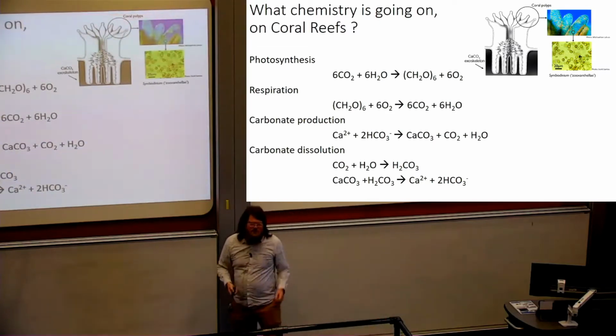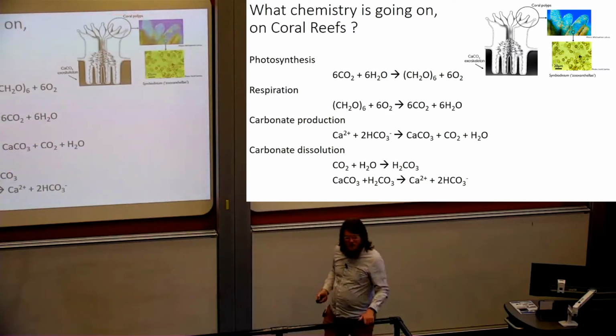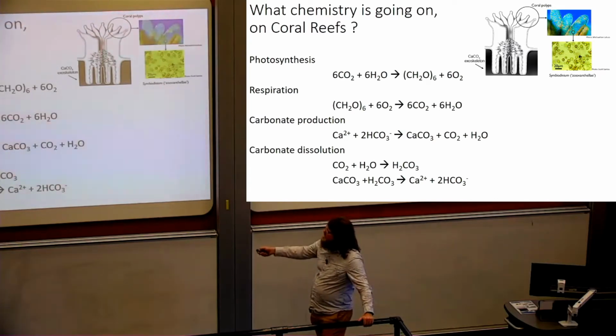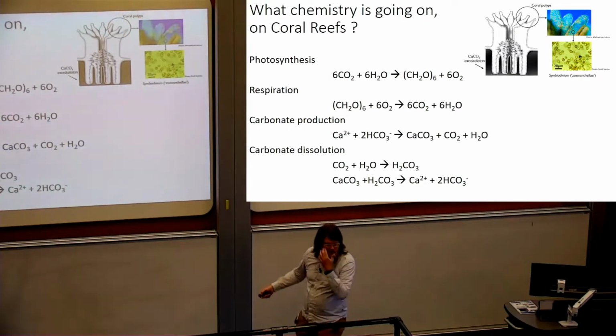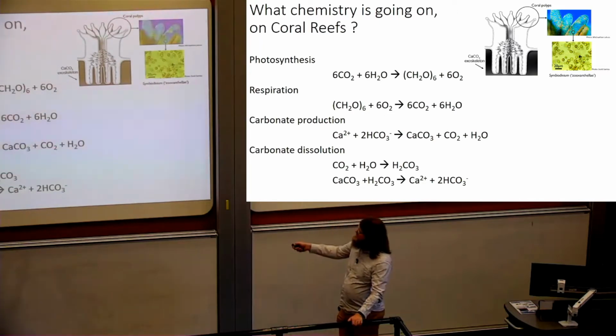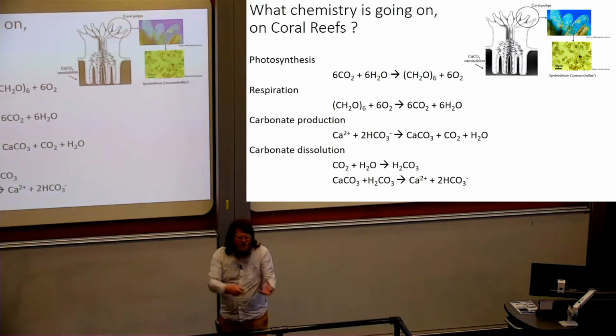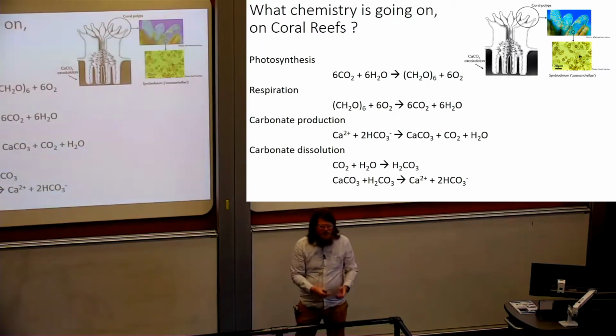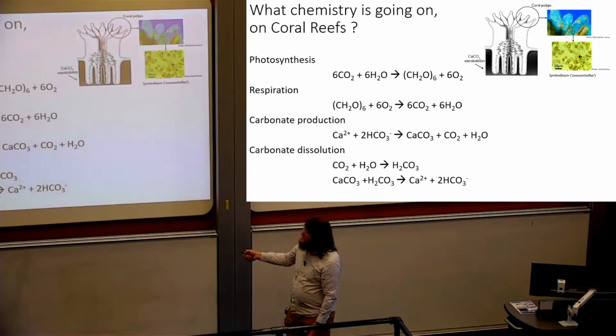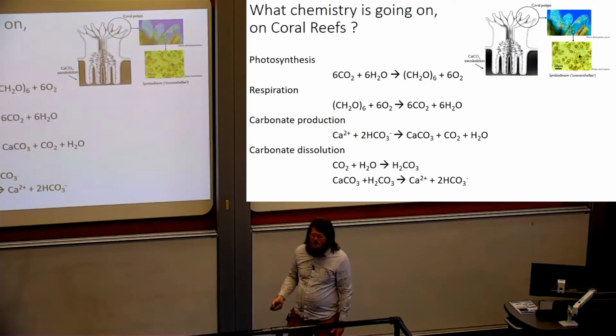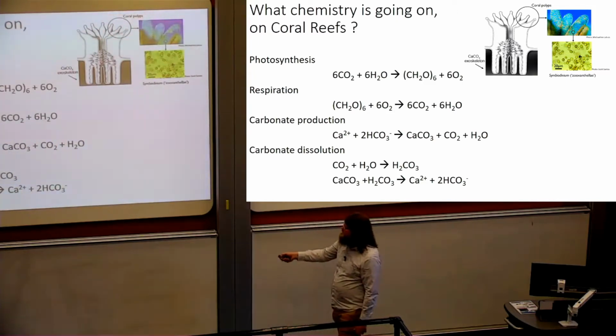Now carbonate production is a little bit weird. We take calcium ions and bicarbonate ions, and then we produce a solid calcium carbonate. That's the thing that makes up the skeletons of the corals, and that actually releases CO2. So this is a bit weird in that you're taking carbon out of the ocean by making this solid lump of calcium carbonate, but you actually end up adding CO2 to the water. And likewise, carbonate dissolution is the reverse of that process.